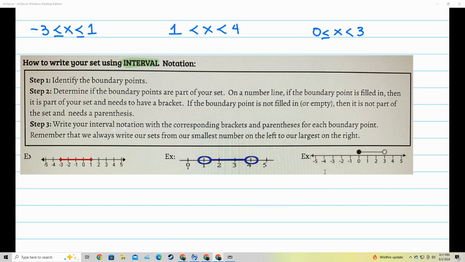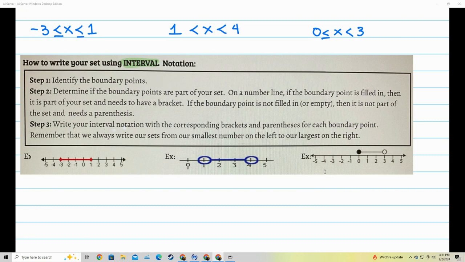Let's see. Step 1, identify the boundary points. Well, we know how to do that. It's just where my set starts and where it ends. Step 2, determine if the boundary points are part of your set. On a number line, if the boundary point is filled in, then it is part of your set, and you need to have a bracket.